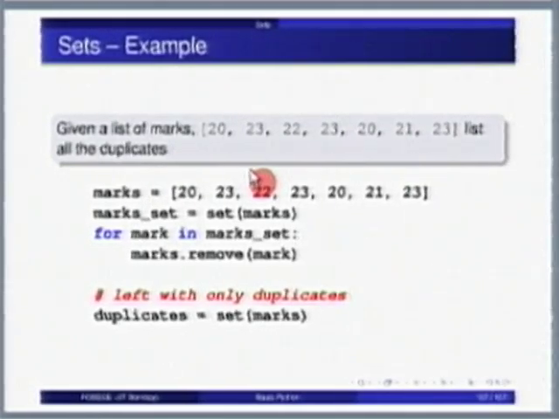Then for every element in the mark set, I remove that mark once from the big marks list. Whatever marks are remaining will all be duplicates, and I make that into a set, and I will get the unique result. If you do not follow this example, I suggest you think about it for a little while, it will be obvious. Try to solve the problem. You have these slides, look at them and you will get a reasonable idea of what is going on. So with this, we have basically covered our basic Python slides.